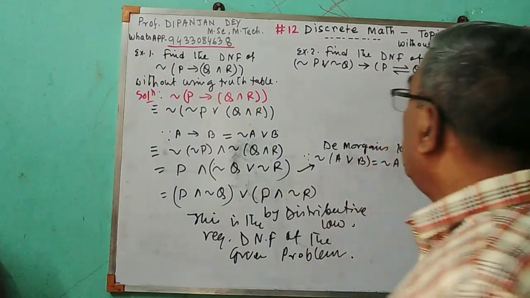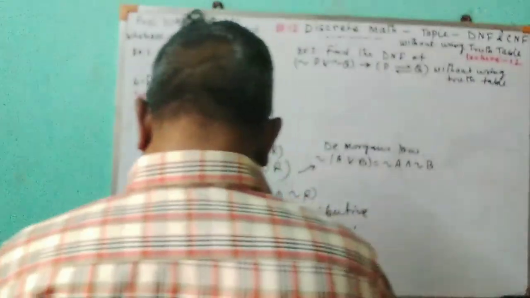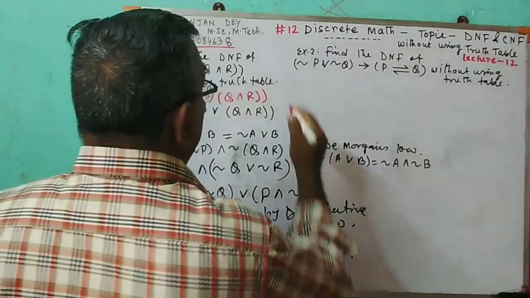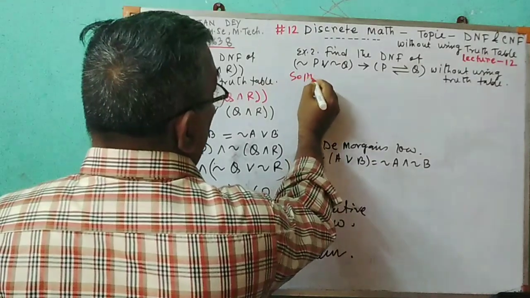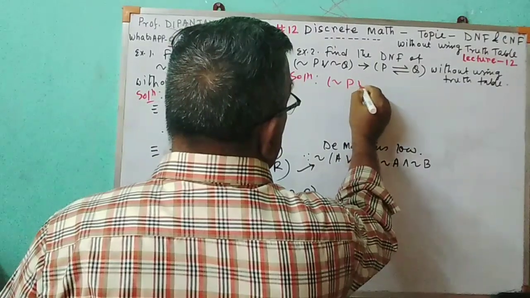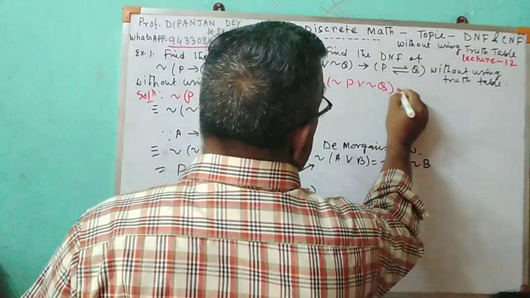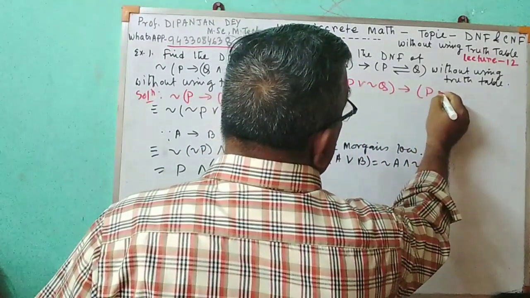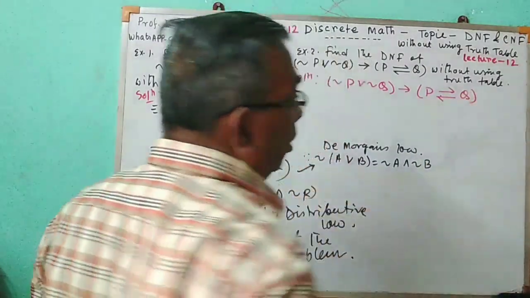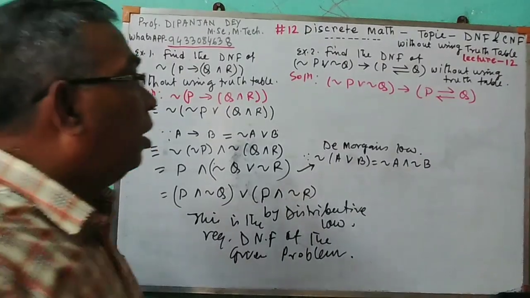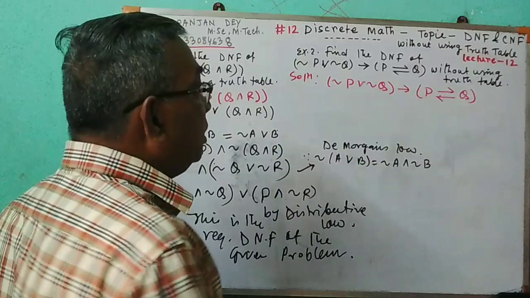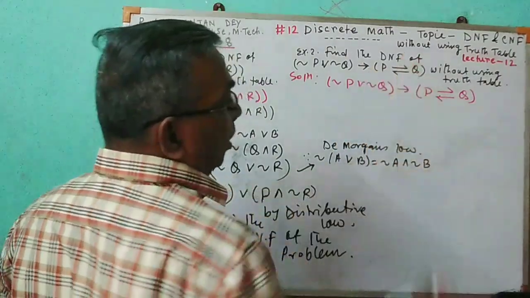Now this sum. So how to solve this sum? Just writing the sum first. Solution: I'm just copying this sum, P negation Q implication P. And another thing I am telling, this is actually what? This is implication, this is double implication.